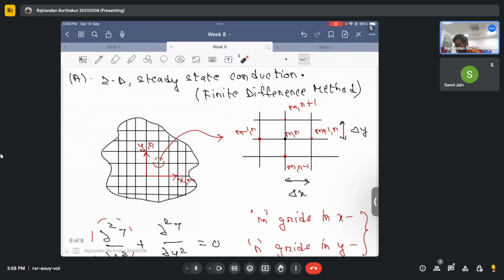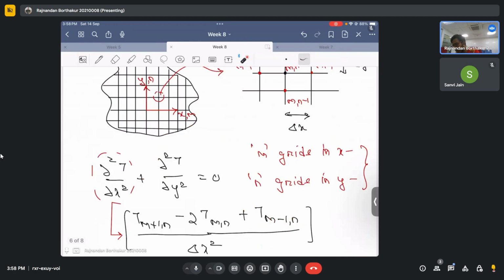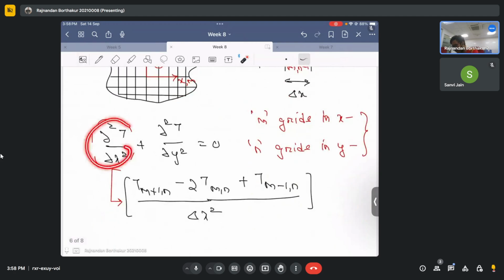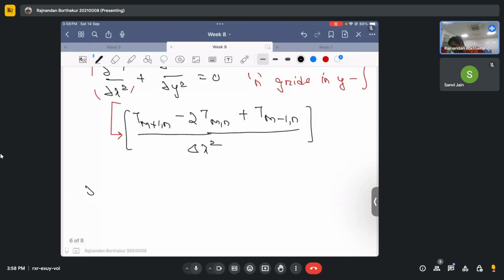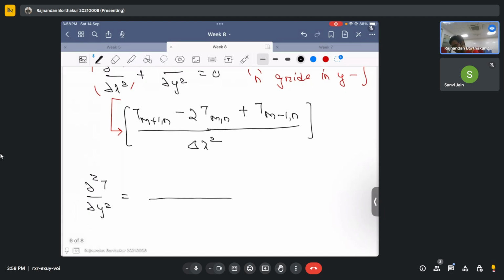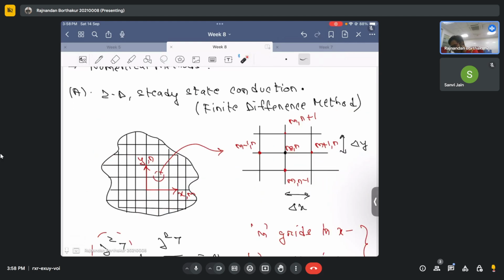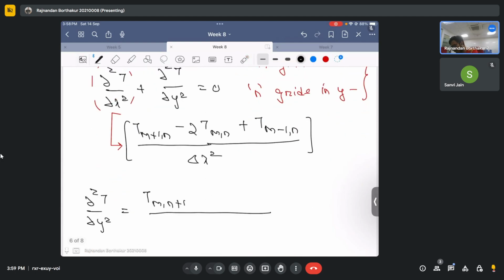Anyway, the idea is that you need to write the temperature field into these many grid points. So for instance, this del 2 T by del x2 can be written something like this. Drawing the same analogy, you can write this del 2 T by del y2 as something like this. So now what would it be? It would be T of m comma n plus 1, because now you need to write it in the y direction. So your grid points would be this point and this point. So it would be T of m comma n plus 1 minus 2 times T of m n.